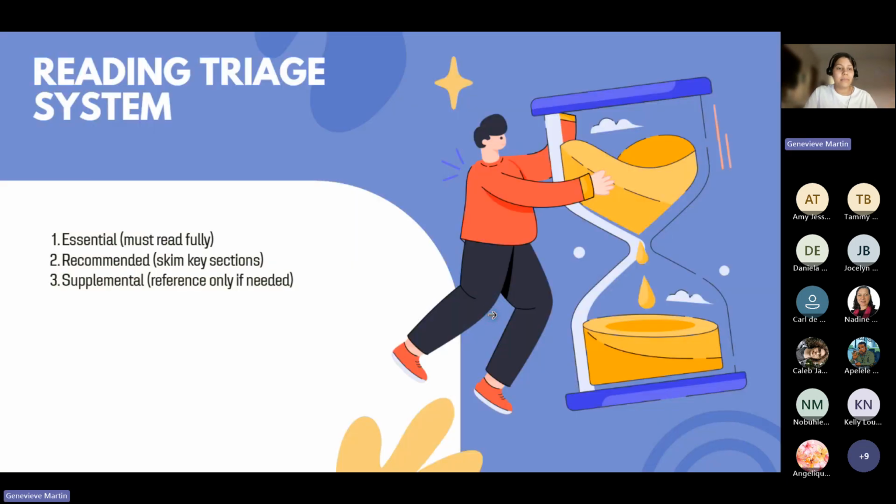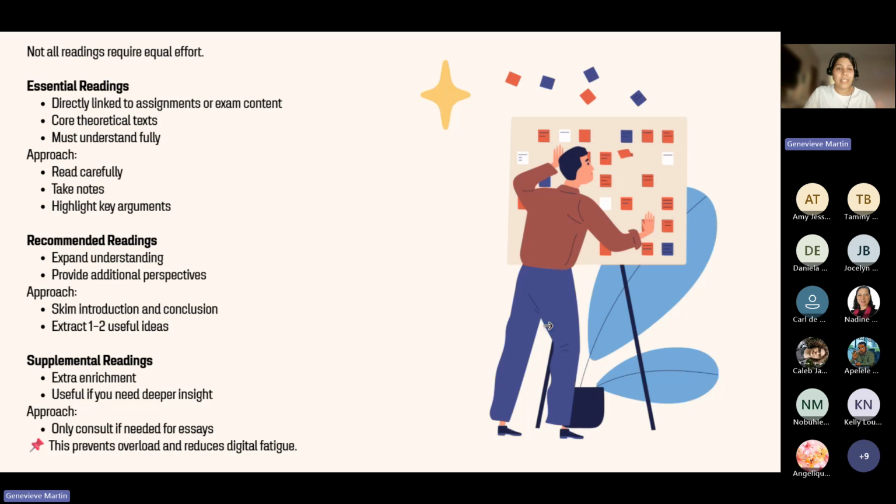Then your reading triage system. So you've got your essential, your recommended, and your supplemental. Essential, you must read fully. Recommended, you skim key sections, and then supplemental, you reference only if it's needed. So not all readings require equal effort. Your essential readings are the ones that are directly linked to your assignment or exam context. So say that paper was directly linked to it, then you would read it and you understand it fully.